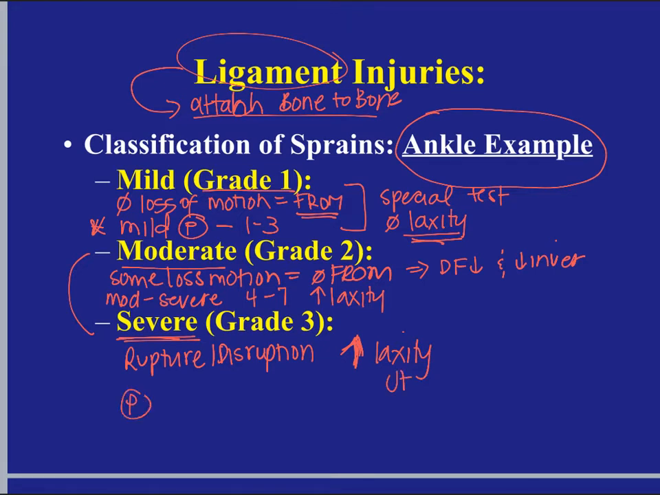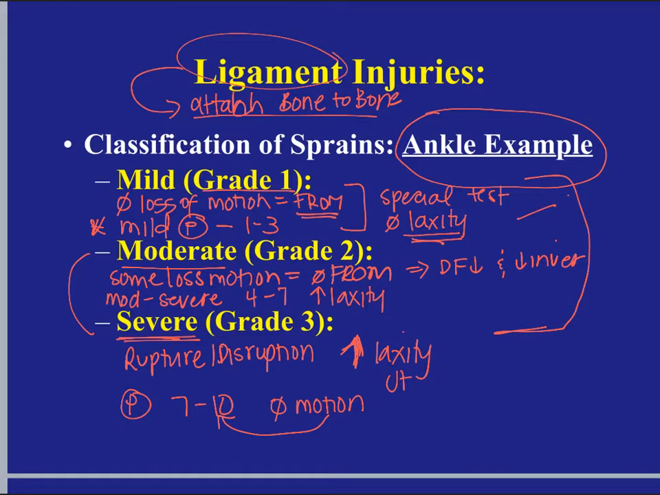The pain is going to be like a 7 to 10, right? So they typically will have zero motion at the joint, and most often that's due to the amount of pain that the patient is in. The other thing that we see when we're talking about grading systems is how many ligaments, or tissue structures, are actually involved in the injury.